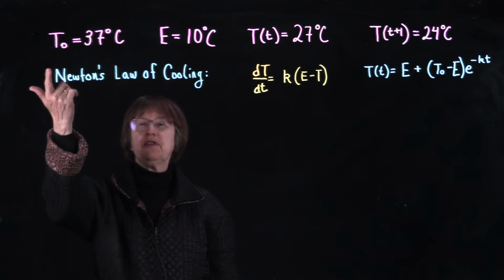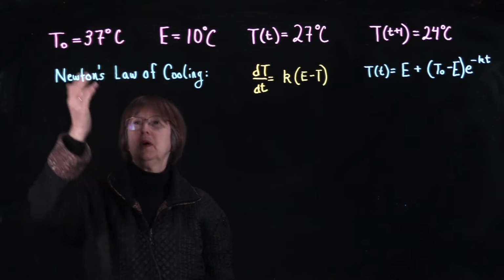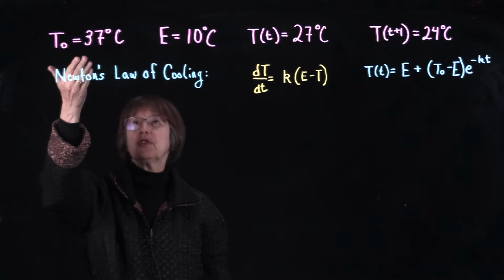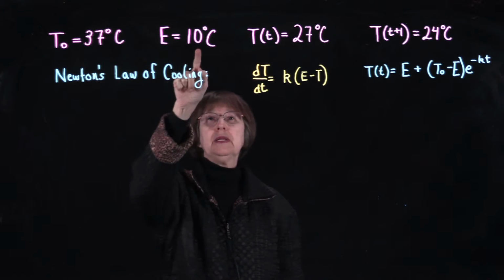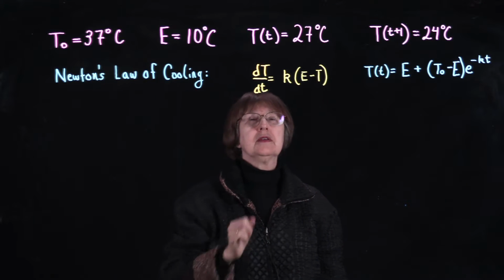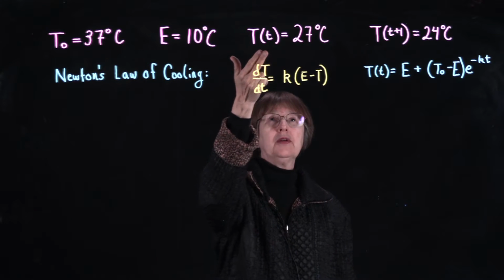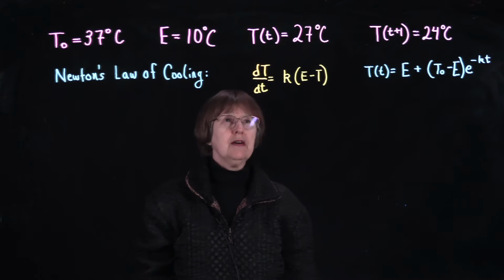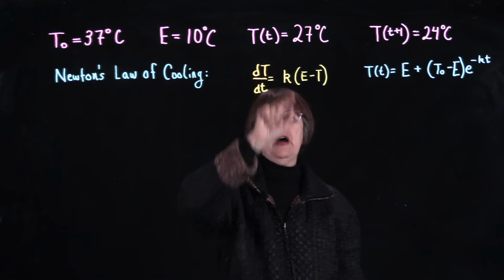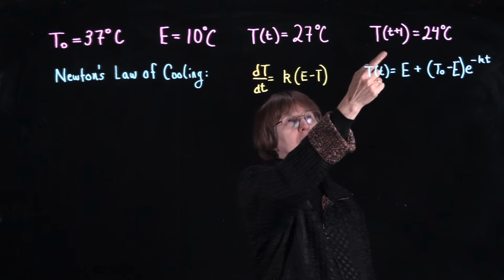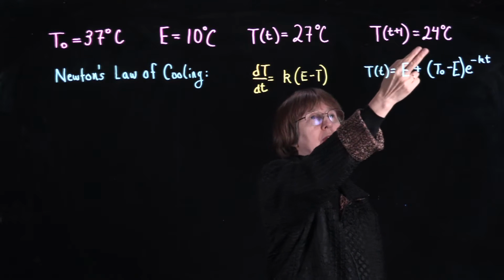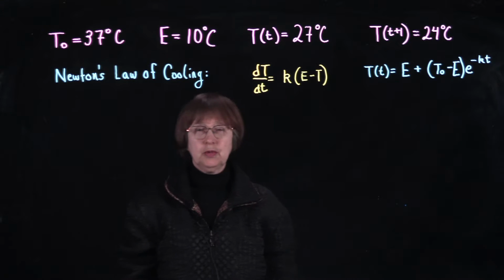So we're given some information in this problem. We're given the fact that the initial temperature of the body was 37 degrees. The environment's temperature was 10 degrees. At some time t later, the temperature was 27 degrees, and we'd like to find the value of that time. We're also given one more piece of information, which is that 1 hour later, the temperature had dropped to 24 degrees.